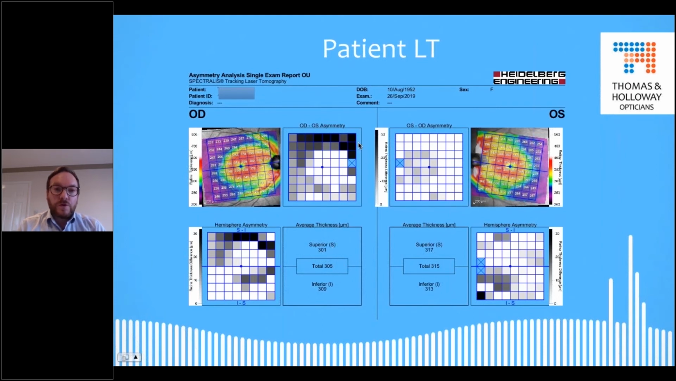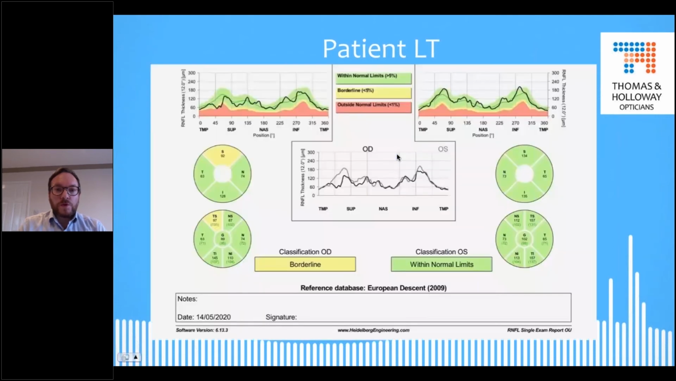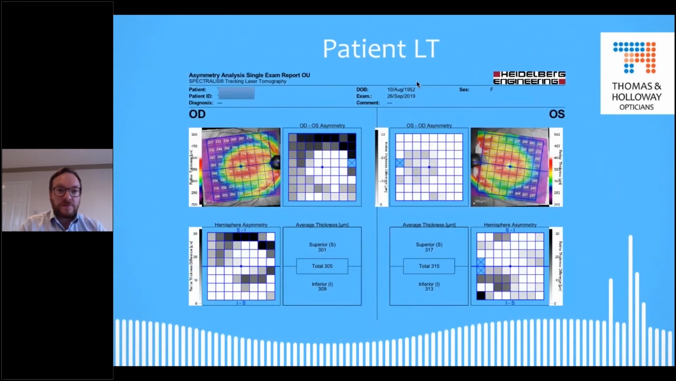And when we look at the grayscale, we can see that we've got this quite marked dark area just here, suggesting this superior retina in the right eye is far thinner than the mirrored counterpart underneath, to a clinically significant level. When we look at the RNFL plots, again, if you picture where the problem is up here.